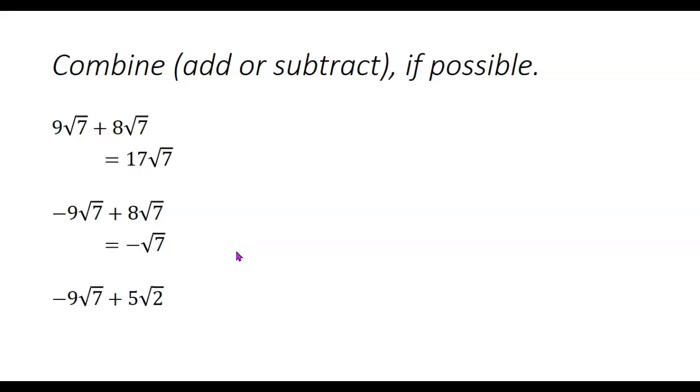How about negative 9 root 7 plus 5 root 2? Can't combine. Since the radical parts are not the same, we can't combine these, so it has to just stay the way it is. It can't be written any different or any simpler than negative 9 root 7 plus 5 root 2.